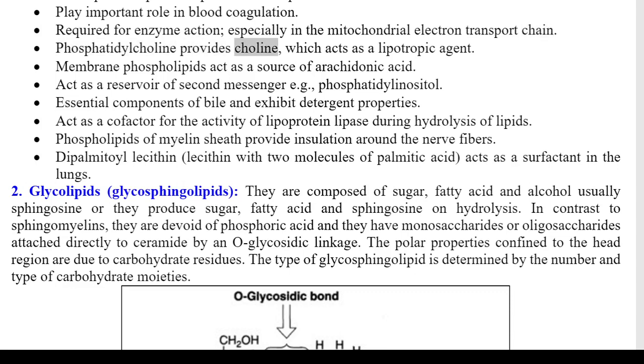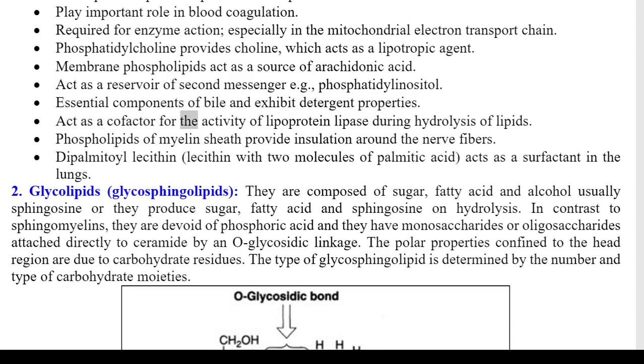Phosphatidylcholine provides choline, which acts as a lipotropic agent. Membrane phospholipids act as a source of arachidonic acid. They act as a reservoir of second messengers, for example phosphatidylinositol. They are essential components of bile and exhibit detergent properties.